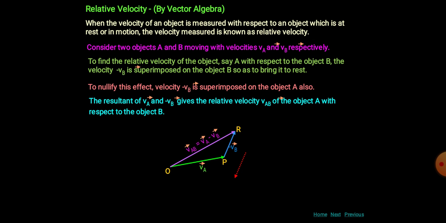VA minus VB. We already studied the triangle law of vector addition, and with the help of this also we can write VAB is nothing but VA minus VB. You can observe OP is VA and PR is minus VB. So OR is the resultant vector and it is nothing but VAB equals VA minus VB. This is about relative velocity. We can write the equation mathematically: VAB equals VA minus VB, and VBA is nothing but VB minus VA.